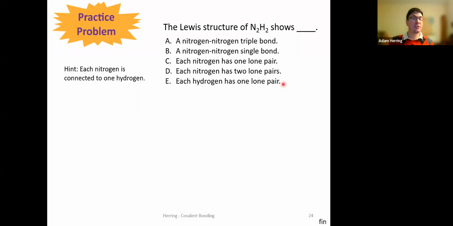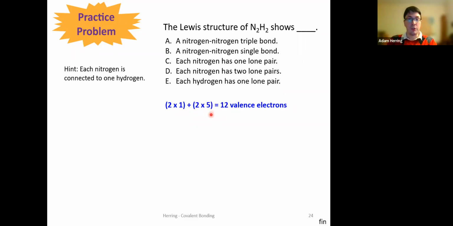All right, what's the first step? It's to identify the number of valence electrons. For hydrogen, there are 2 total valence electrons, 1 from each hydrogen. Each nitrogen contributes 5, and so we have a total of 12 valence electrons.